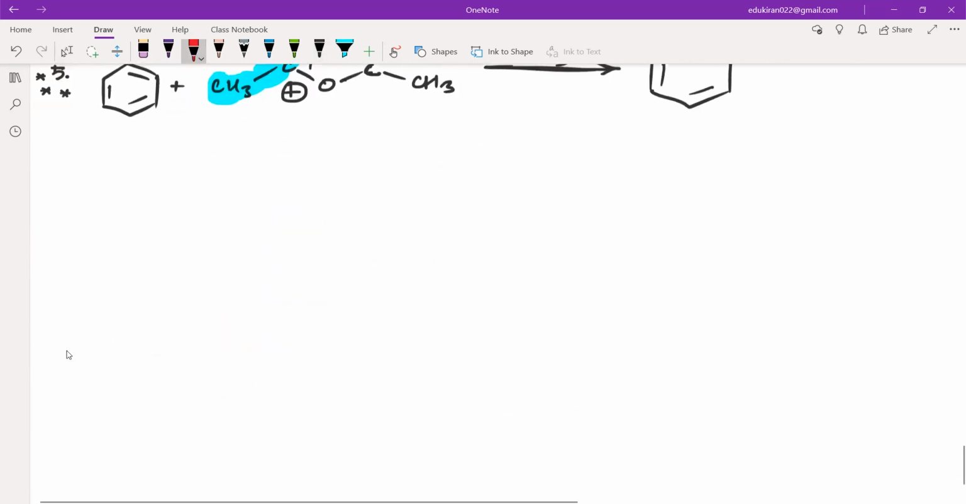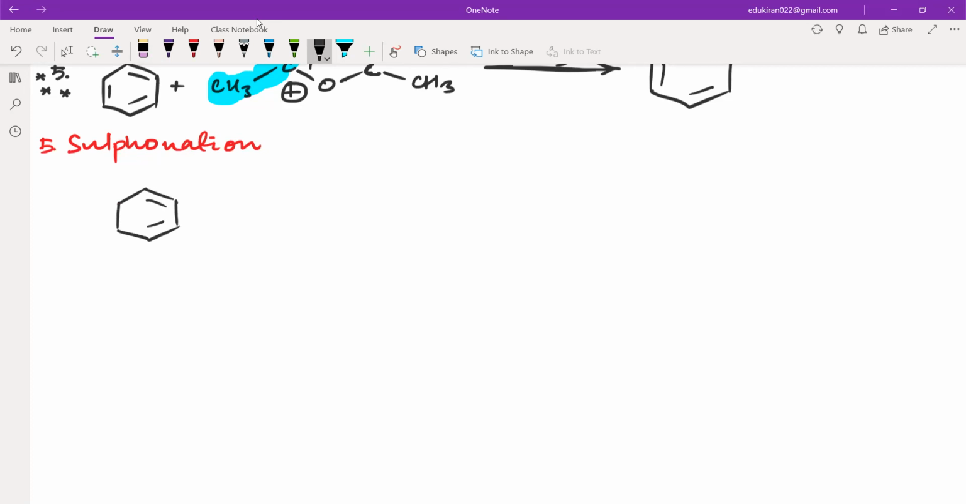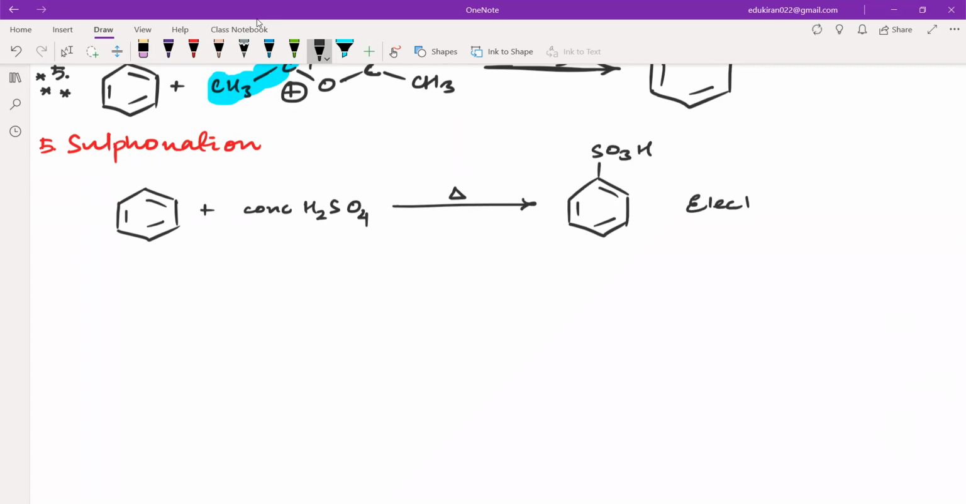Next is sulfonation. Fifth one is sulfonation. So in sulfonation, what do we have? We have a benzene ring plus H2SO4, concentrated H2SO4. And in the presence of a bit of heat, what do we get? We get SO3H. So the electrophile here is HSO3 positive.